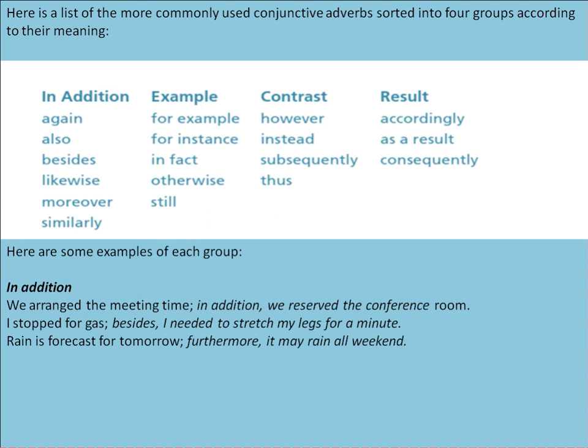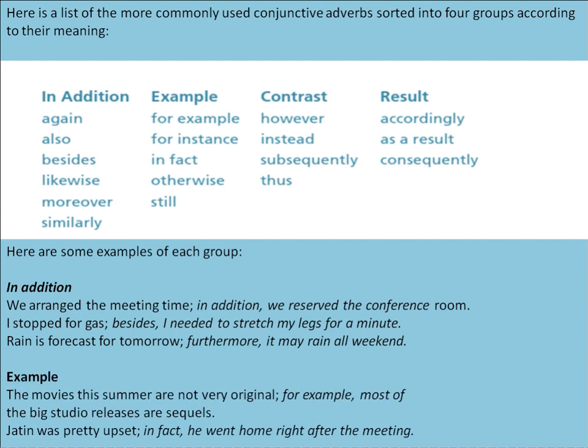So now suppose in your second clause you want to cite an example of what you said. The movies this summer are not very original; for example, most of the big studio releases are sequels. I am stressing a complete clause, with a subject. Alright, so you are presenting the second clause as an example. Jatin was pretty upset. How are you telling? In fact, he went home right after the meeting. So you are showing through an example how upset he was. So you use the conjunctive adverb, which is in fact, right?